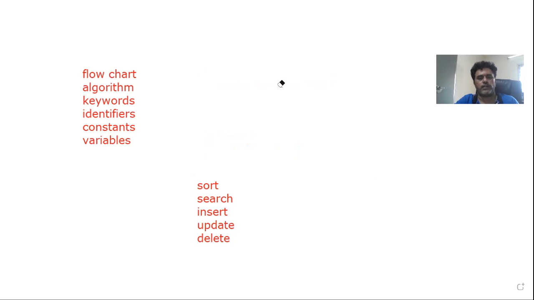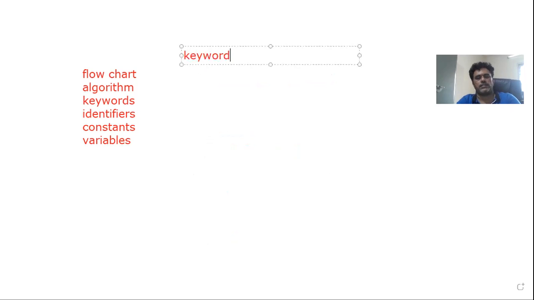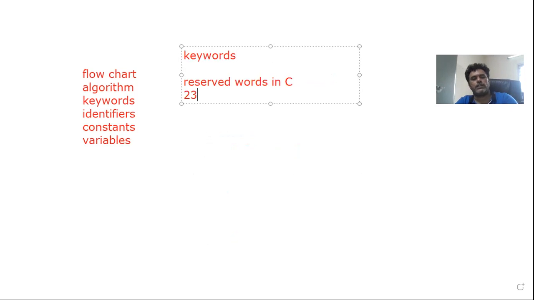Next, come to the point of keywords. What are the keywords? We already discussed it earlier in the last section. Keywords are the reserved words in C. There are 32 keywords.